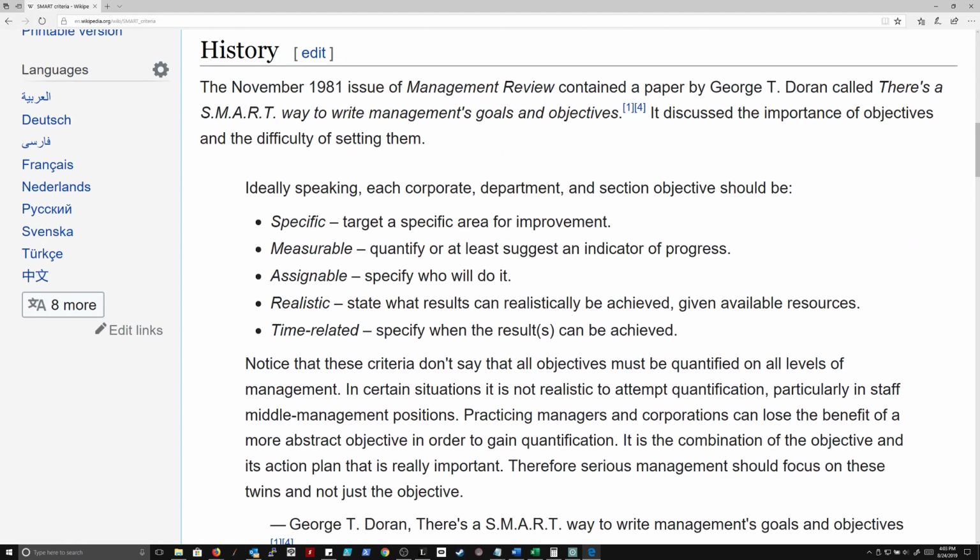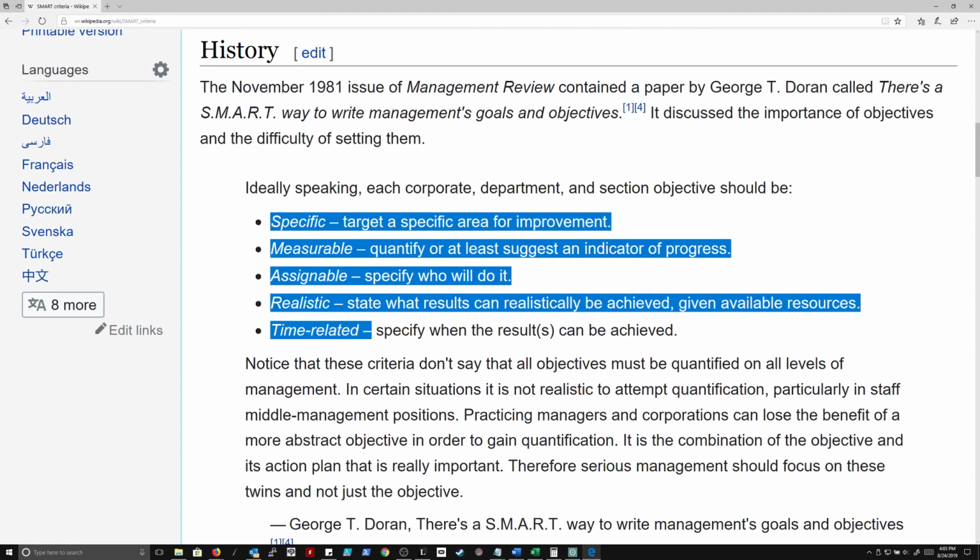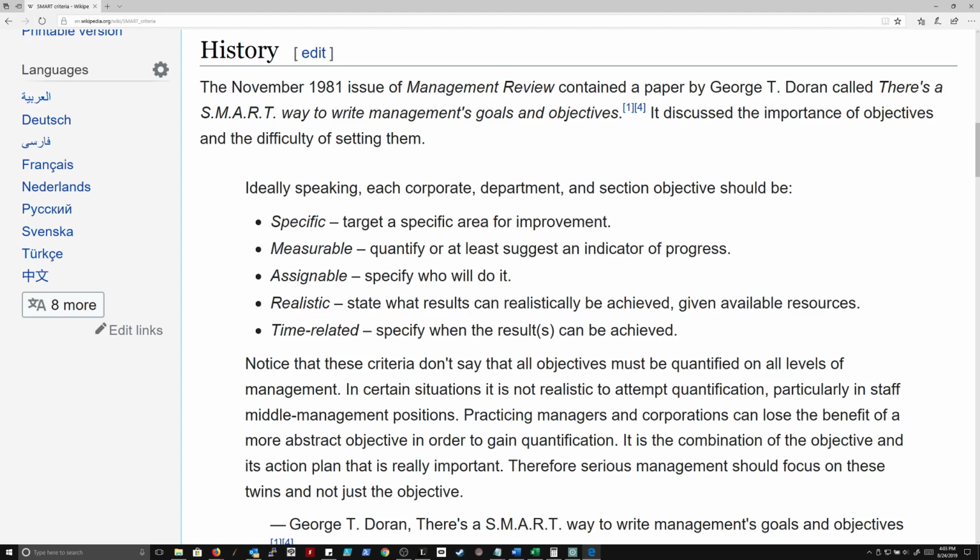But if I scroll down here, basically it's specific, right? So you make a specific goal. You're not just doing something general. It's measurable, something that you can quantify or figure out if you're sticking to it. Assignable, right? That's different than the way that I've heard about it. For me, I've always heard this as achievable, right? So it's not crazy. And then realistic, right? So it's a reasonable goal that you can do. And then time related. So basically, when you want to achieve those goals.